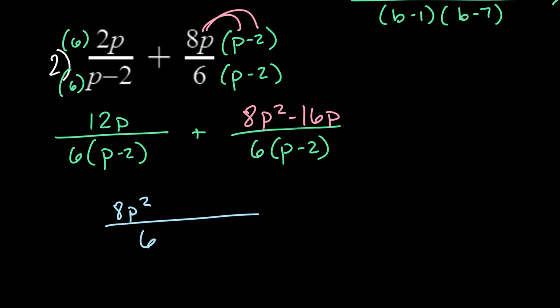8p squared minus 4p. Perfect. Now, what do I need to do next? Factor the numerator to make sure there isn't something I can cancel out, right? So what can I factor out of 8p squared minus 4p? I can take a 4p out. Good. And I'm left with?